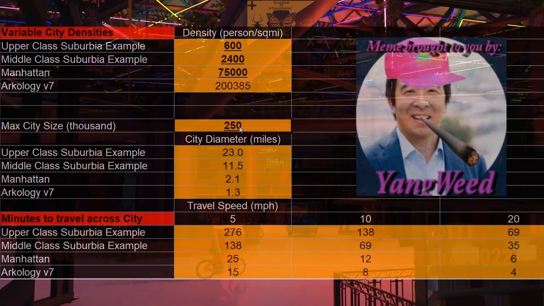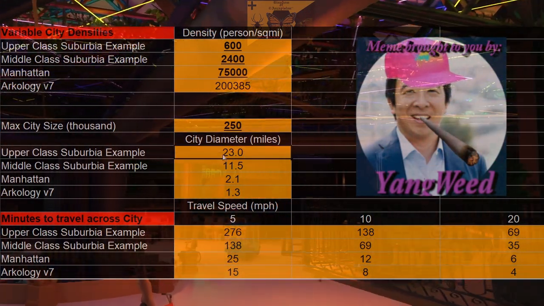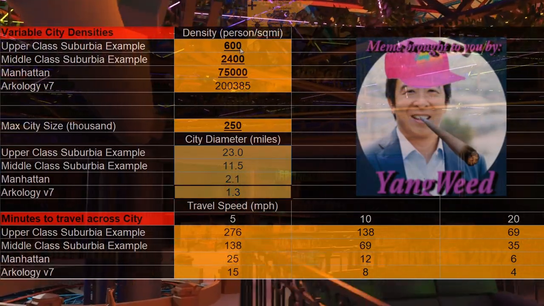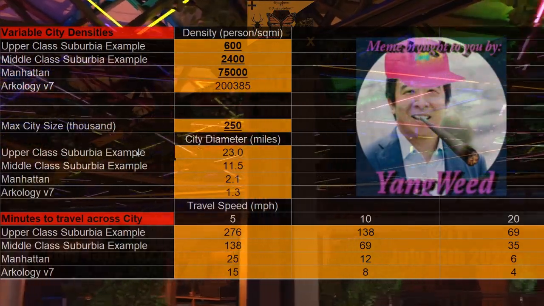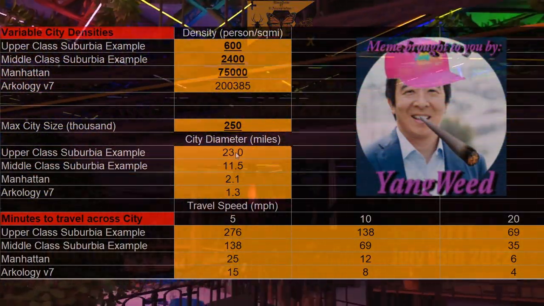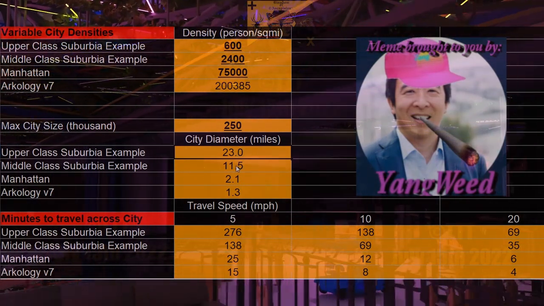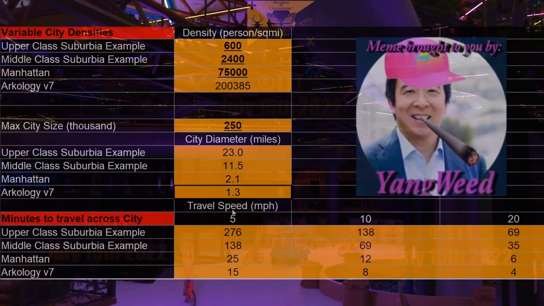This is a variable that can be adjusted to affect the numbers below. We get these outputs based on the density and the city size. Upper class suburbia has 23. This is a circle. 23 mile diameter, 11 mile diameter, 2 mile diameter, 1.3 mile diameter.